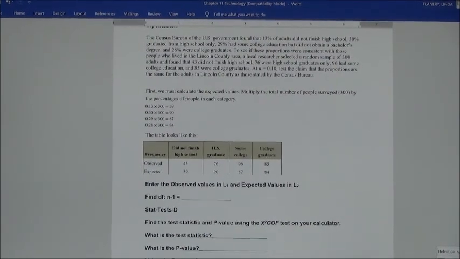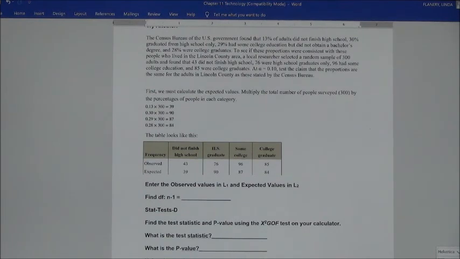The next one here says the Census Bureau of the U.S. government found that 13% of adults did not finish high school, 30% graduated from high school only, 29% had some college education but did not obtain a bachelor's degree, and 28% were college graduates. To see if the proportions were consistent with those people who lived in Lincoln County area, a local researcher selected a random sample of 300 adults and found that 43 did not finish high school.